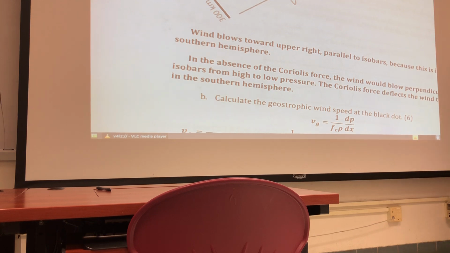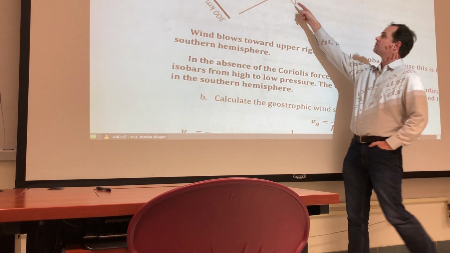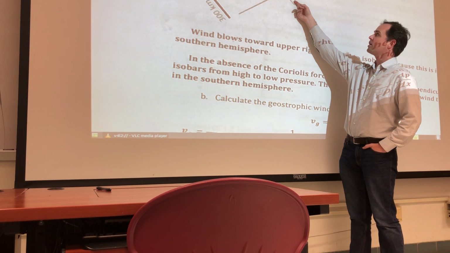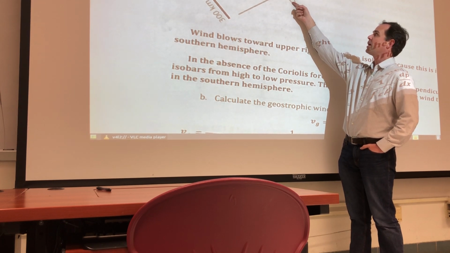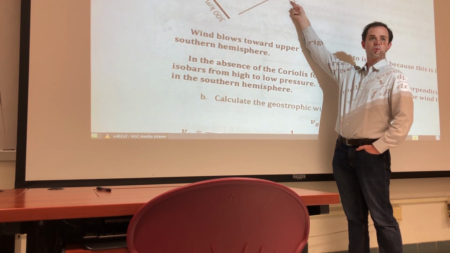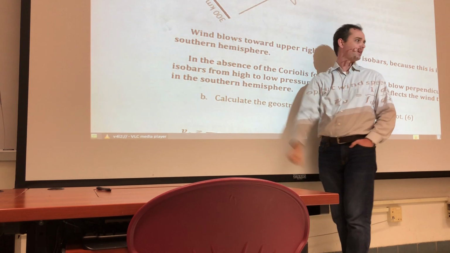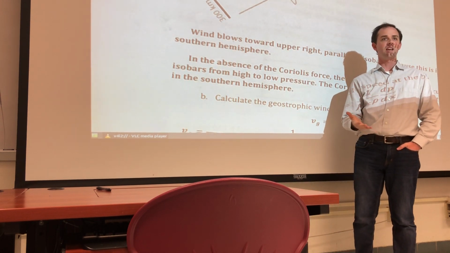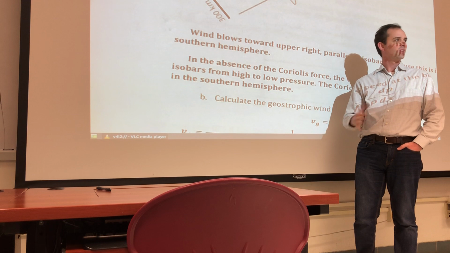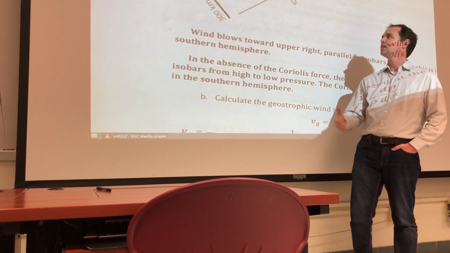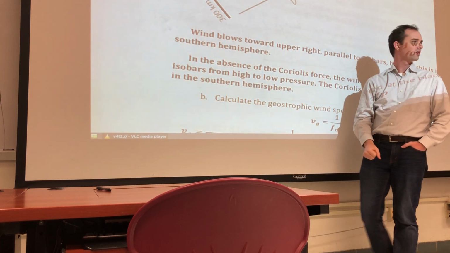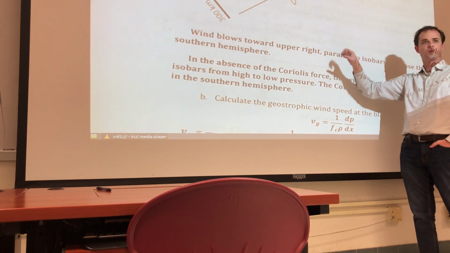Now, if we were to draw this for the northern hemisphere, the direction of the pressure gradient and Coriolis force would be exactly the same, but the wind would be blowing in the opposite way. So the forces are exactly the same in the north and south, but the direction of the wind reverses relative to the pressure gradient.